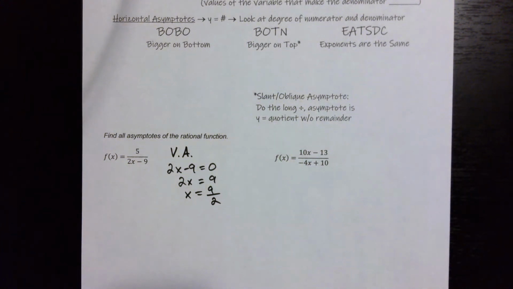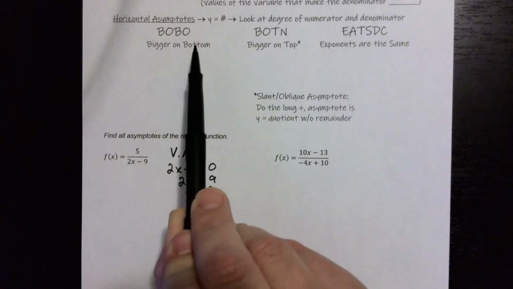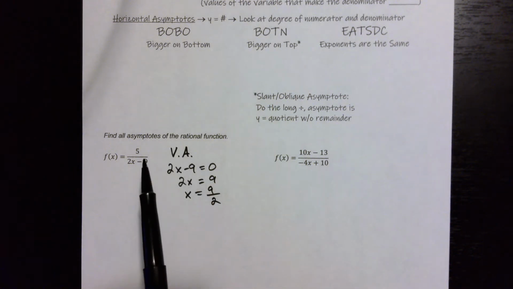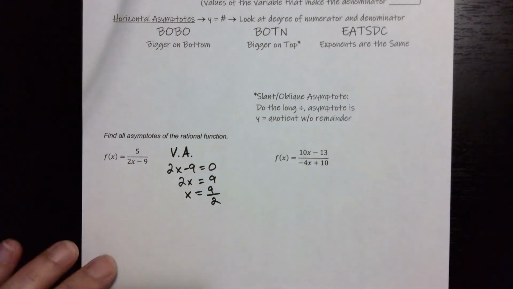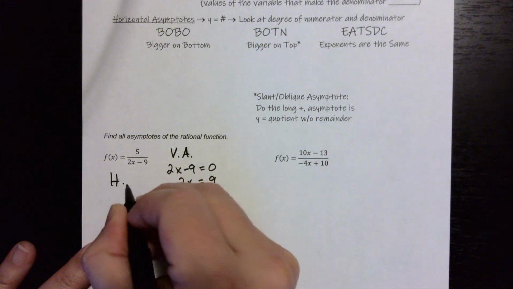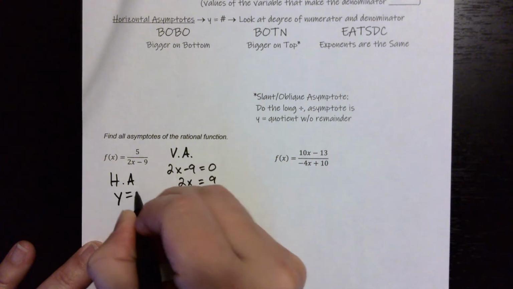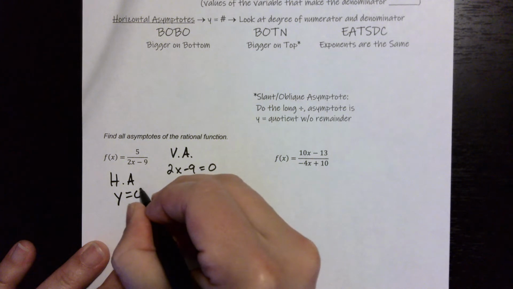Now let's look at horizontal asymptotes. So we go up here and it says BOBO BOTN EATS DC, bigger on bottom. We're talking about exponents. Since there's no variable in the top at all, the biggest exponent is this 1 right here on this x on bottom. So this is bigger on bottom, and we automatically know that our answer for horizontal asymptote is y equals 0. If the exponent on bottom is bigger than the one on top, you get y equals 0.